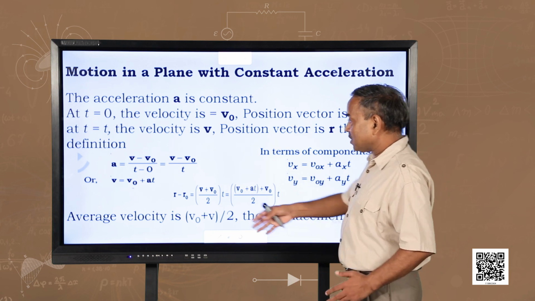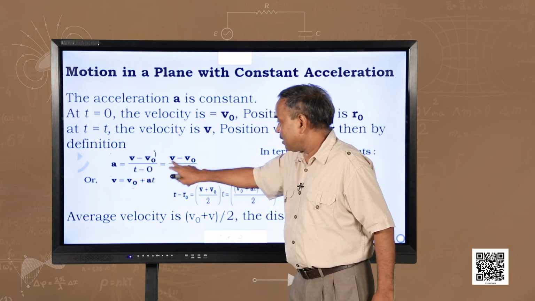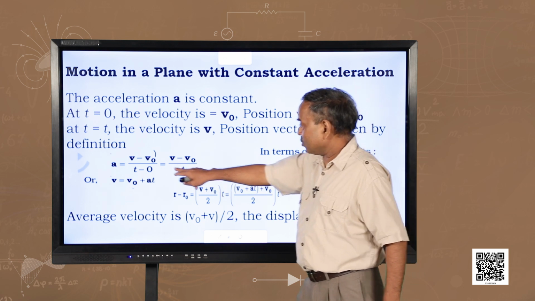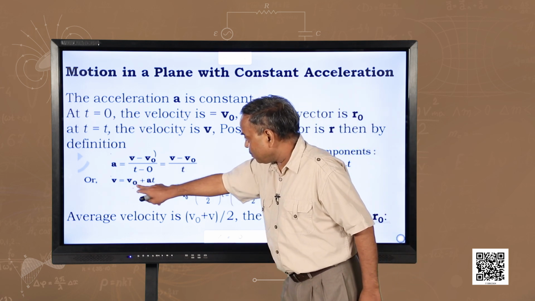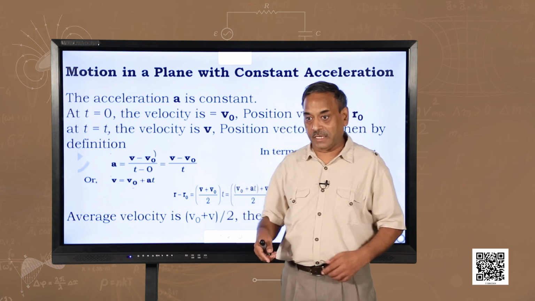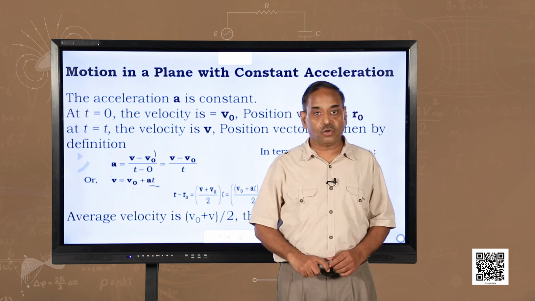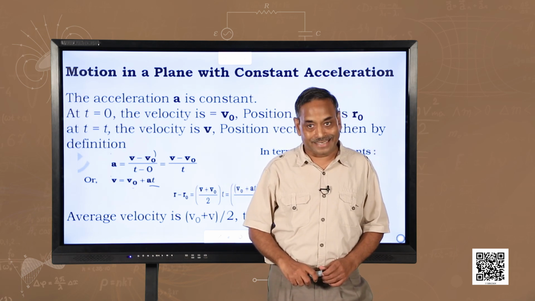Then by definition, a is equal to (v minus v naught) by t. These are vector quantities, my dear friends. So, t minus 0 is equal to (v minus v 0) by t. This gives you an equation, v is equal to v 0 plus a t, the equation of motion in 3 dimensions, the equation of motion in a plane.